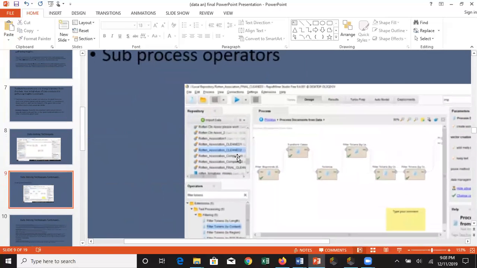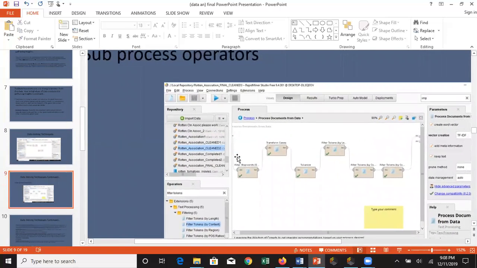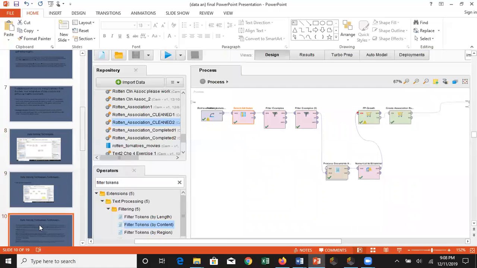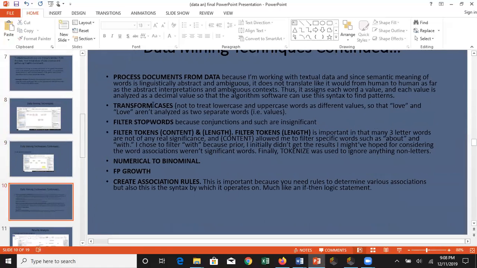These are the subprocesses: transform cases, tokenize, filter tokens. I made sure to filter by length, since anything less than four letters doesn't seem important or significant to analyze. So these are all the ones that I used.